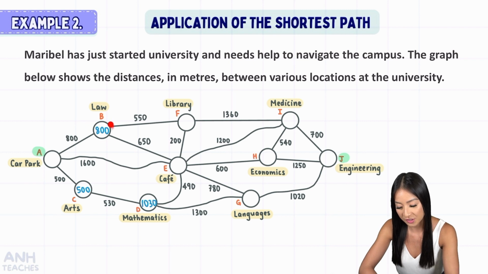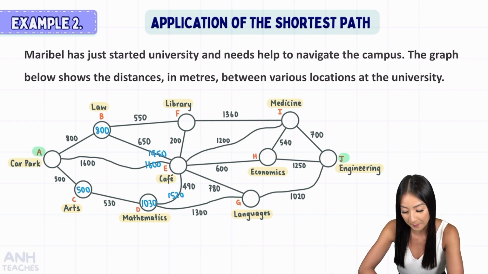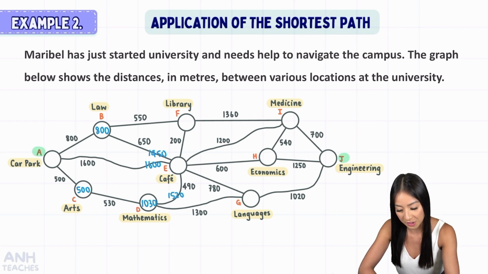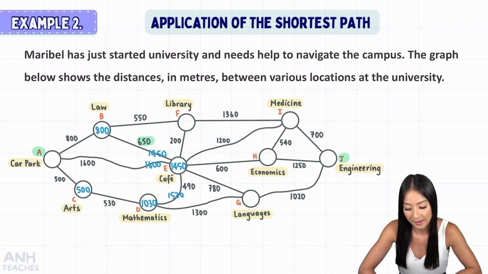So 800 plus 650 is 1450. Then I have my 1600, and 1030 plus 490 is 1520. So out of these 3 options, 1450 is the lowest, and I used this edge there.